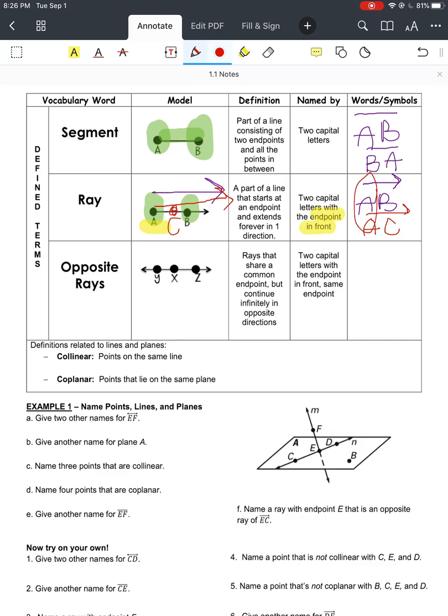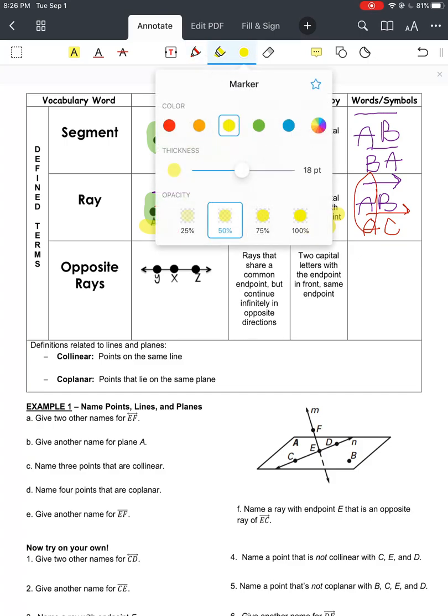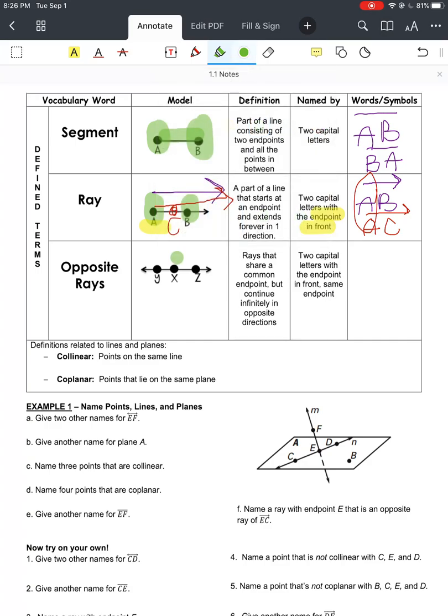Opposite rays should look like something to you. And if you're thinking, what do they look like? They look like a line. Opposite rays are 2 rays that have the same endpoint. So the endpoint in this case has to be in the middle. So X is my endpoint for both rays.